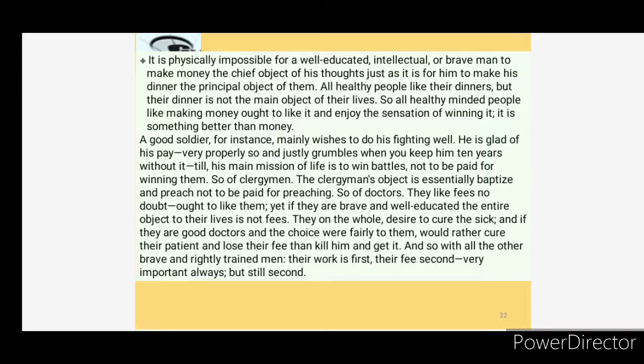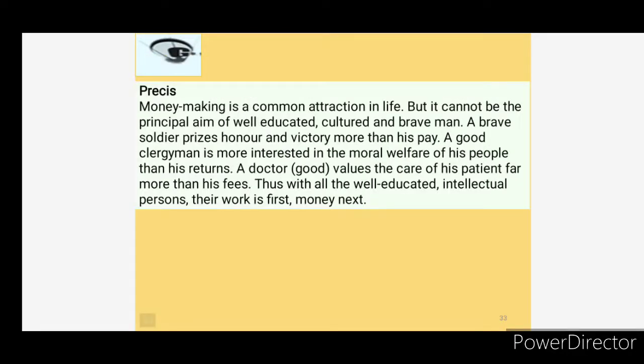So of clergymen, the clergyman's object is essentially to baptize and preach, not to be paid for preaching. So of doctors, they like feasts, no doubt, ought to like them. Yet if they are brave and well educated, the entire object of their lives is not feasts. They, on the whole, desire to cure the sick. And if they are good doctors and the choice were fairly given to them, they would rather cure their patient and lose their fee than kill him and get it. And so with all the other brave and rightly trained men, their work is first, their fee second, very important always, but still second.